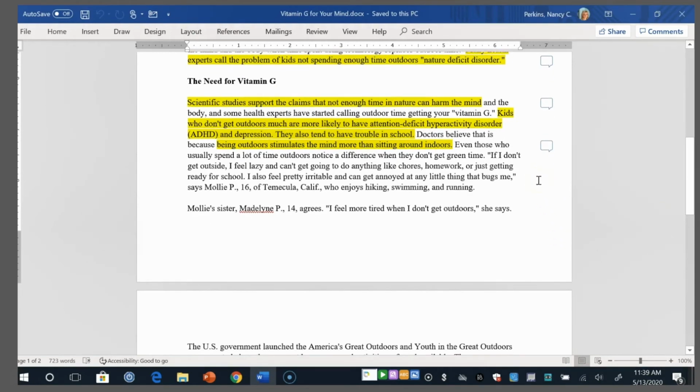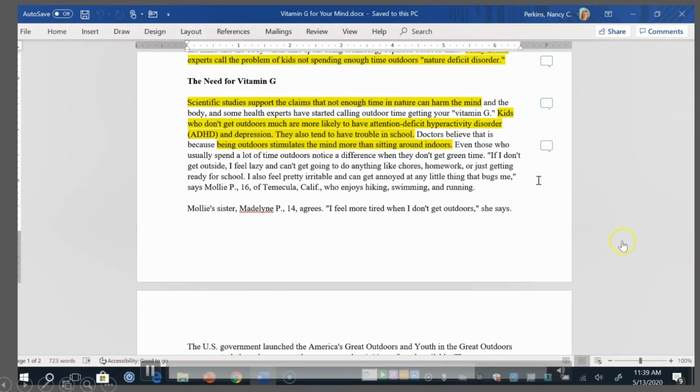Even those who usually spend a lot of time outdoors notice a difference when they don't get green time. "If I don't get outside, I feel lazy and can't get going to do anything like chores, homework, or just getting ready for school. I also feel pretty irritable and can get annoyed at any little thing that bugs me," says Molly P., 16, of Temecula, California, who enjoys hiking, swimming, and running.